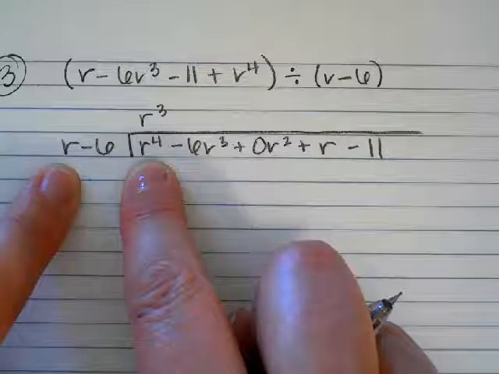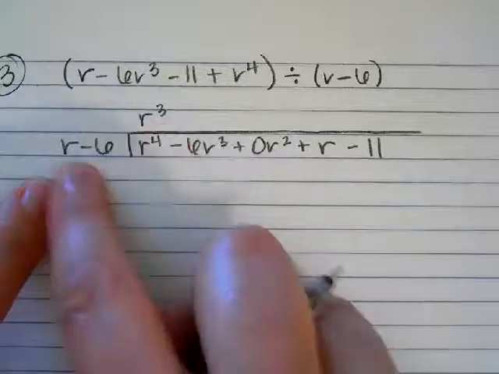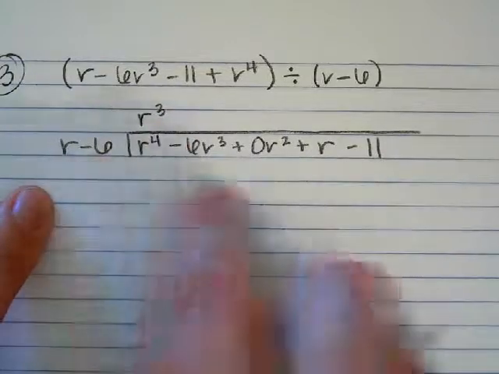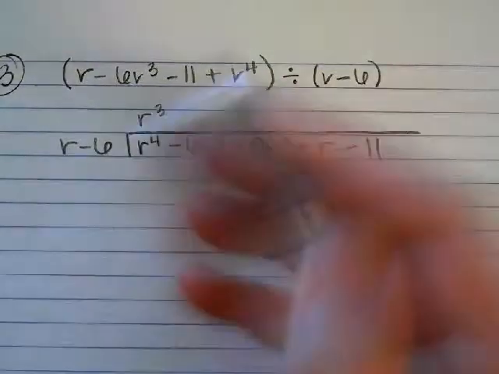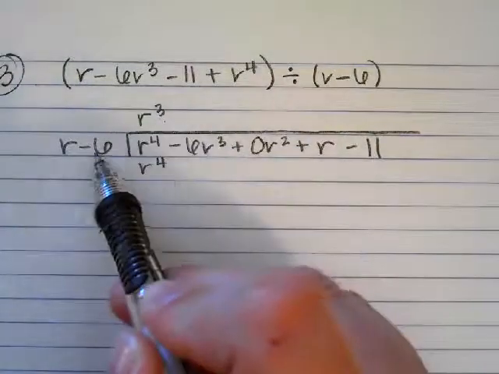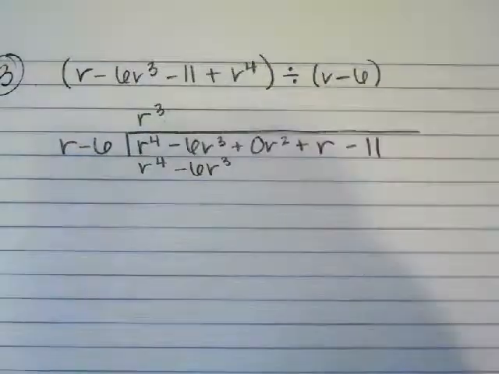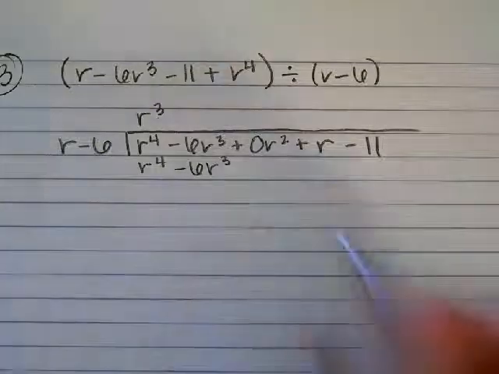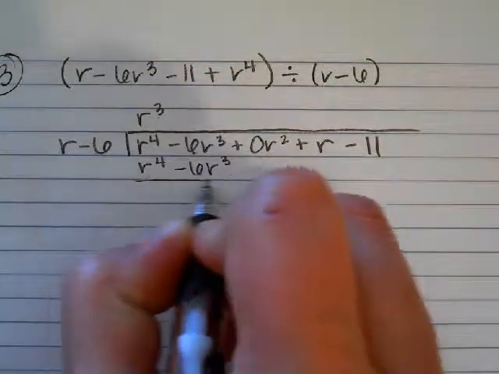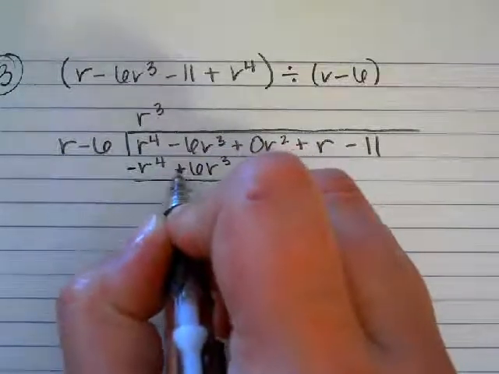Before you do that, yeah, you take the top part and you multiply it by both pieces and you line it up underneath. Okay? So r to the third times r is r to the fourth. We already knew that. And then r to the third times negative 6 is negative 6r to the third. Okay? And then what do we do? Yeah, we're going to draw the line underneath. And we're going to change the sign because we're subtracting.